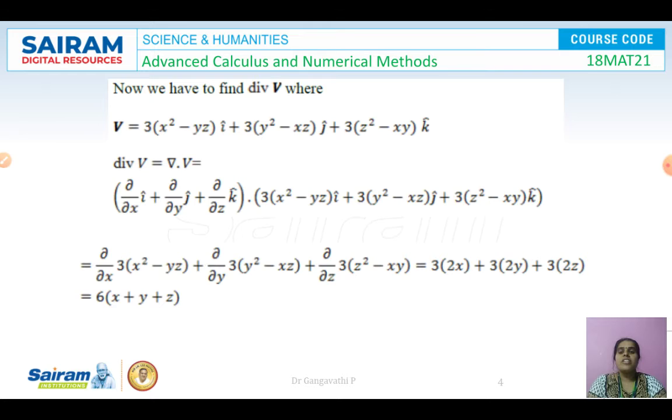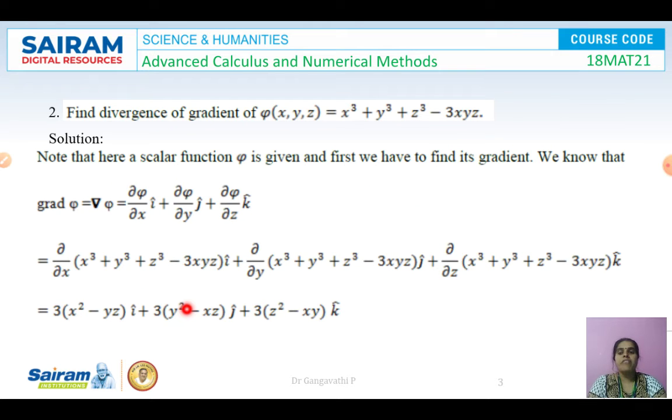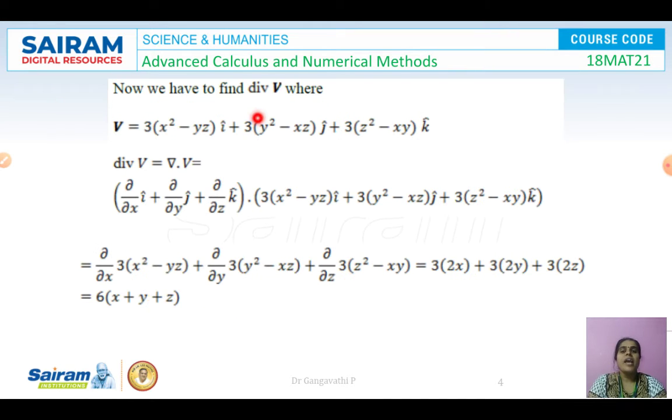So divergence of, let us call this vector as v. And now we have to find divergence of this vector v. So let v be equal to 3 into whatever we have got. I am calling it v. So divergence is nothing but del dot v. Del is nothing but dou by dou x i, dou by dou y j, dou by dou z k cap, dot product with vector.